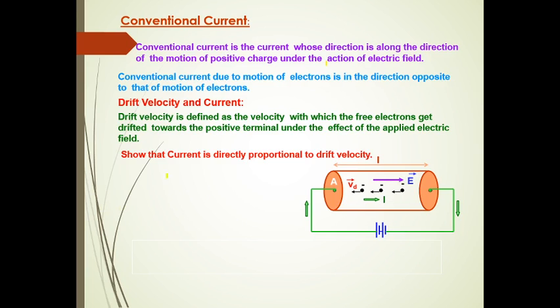Then what is drift velocity? When potential is applied across a conductor, electrons start flowing through the conductor. They move from one place to another with some velocity, they drift from one place to another. This is known as drift velocity. It is defined as the velocity with which free electrons get drifted toward the positive terminal under the effect of the electric field.